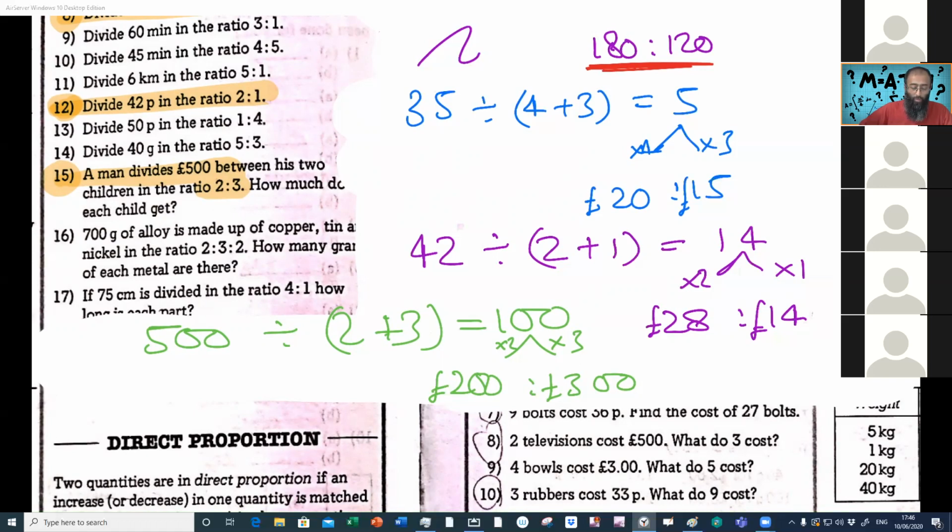That's okay. So then 100 times by this for the second child, gets 3 shares. That'll be £300.